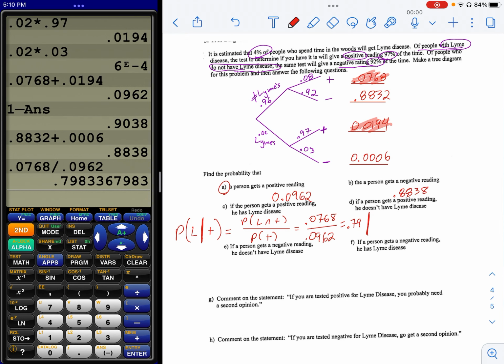Okay, moving on. See if we can streamline this. We've done so many. If a person gets a positive reading, he doesn't have Lyme's disease. So in the numerator, I want the probability of positive and not Lyme's. The denominator is the probability of my condition, which comes after the if, which is a positive reading. So that's the same denominator as the one I just did. But now my numerator is positive and no Lyme's.